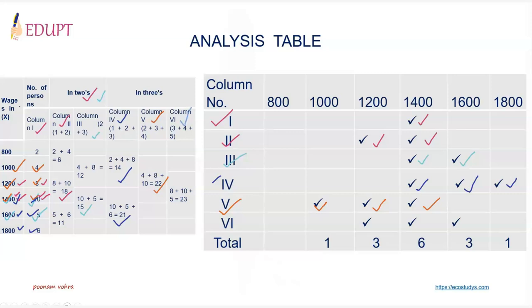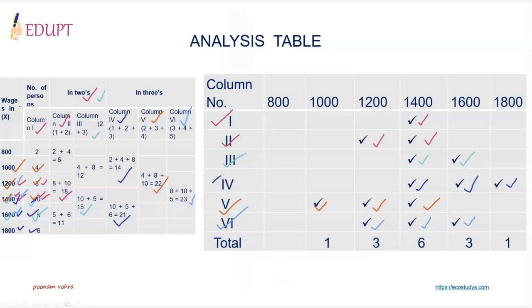Look at column 6. It also has just one combination of 8, 10 and 5 with a total frequency of 23. 8, 10 and 5 correspond to 1200, 1400 and 1600. So we shall put a tick mark for column 6 against 1200, 1400 and 1600.